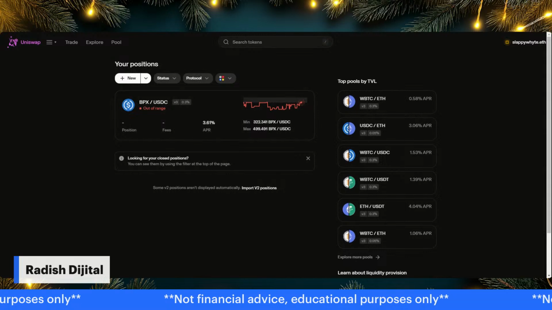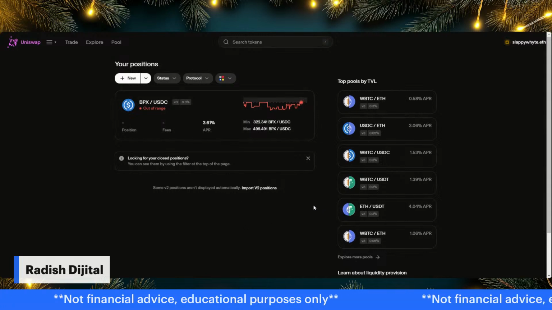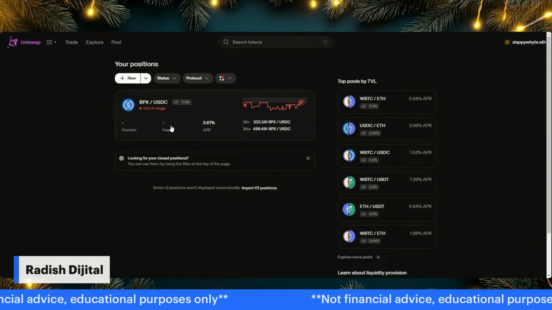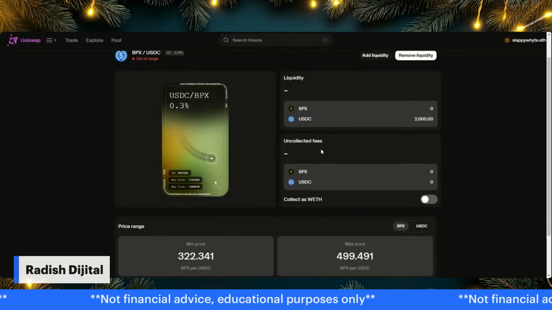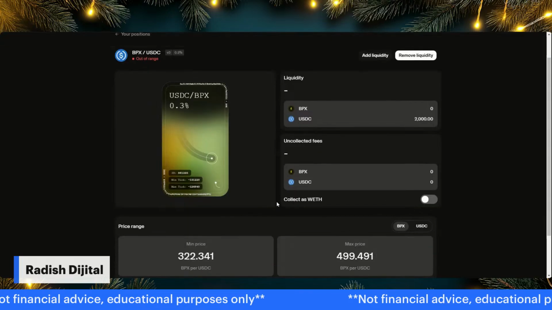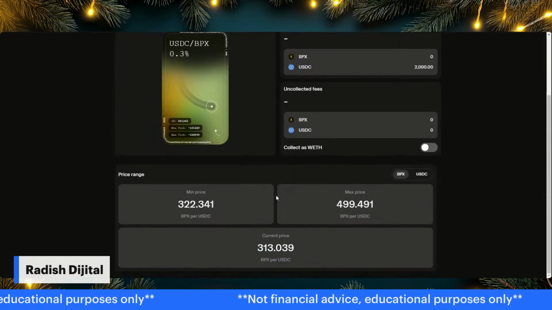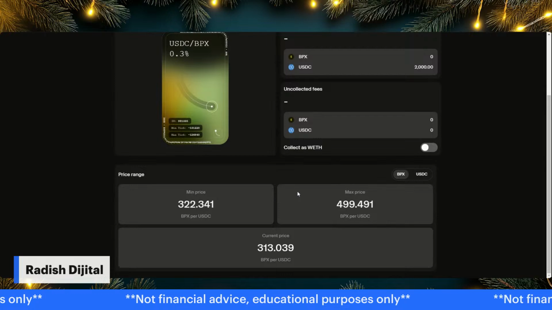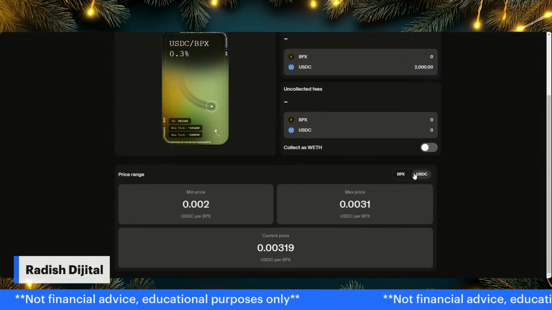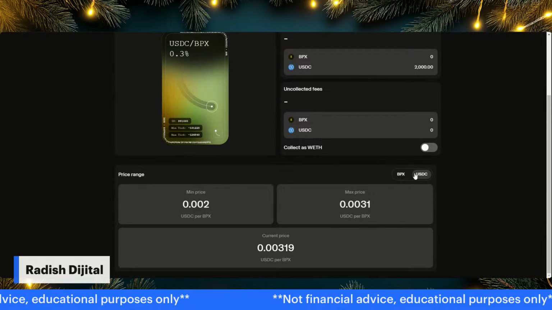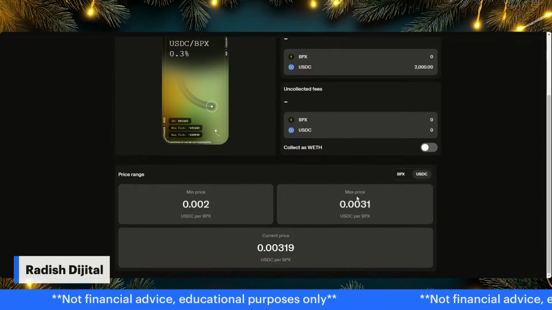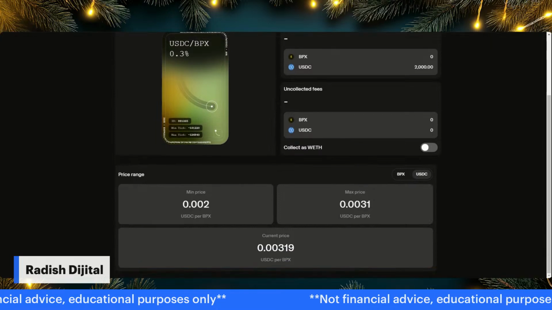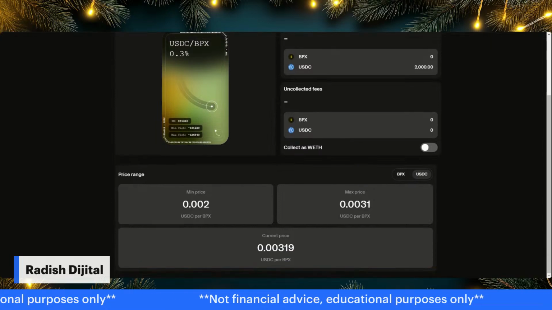So you're out of range right now, so nothing has happened. That's normal, right? If you click into that, right there, here you go. This is your monitoring page. It will show you the current price. Actually, switch it. Right now the current price is 0.00319, and you have a buy at 0.002 and 0.031, so you're slightly under it. As soon as dumps come in, I think this will be executed.